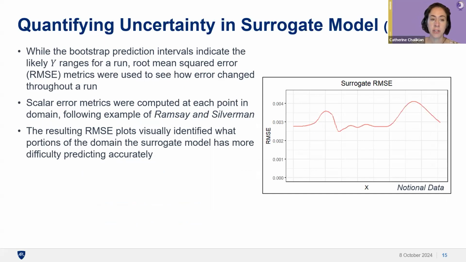While the prediction intervals indicate how likely output ranges were for a run, root mean squared error, or RMSE, was used to see how error changed throughout a run. Scalar metrics were computed at each point in the domain following the example of Ramsay and Silverman, and the resulting RMSE plots helped us visually identify what portions of the domain the surrogate model had more difficulty predicting accurately.